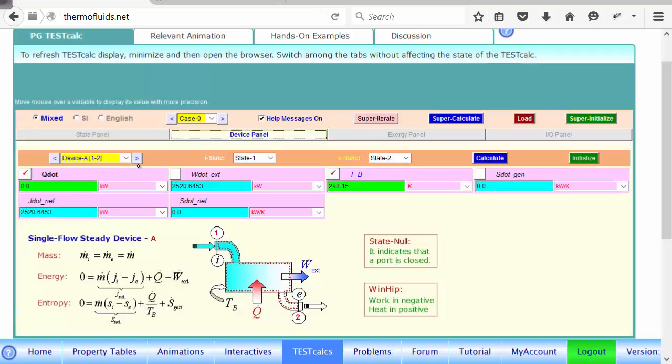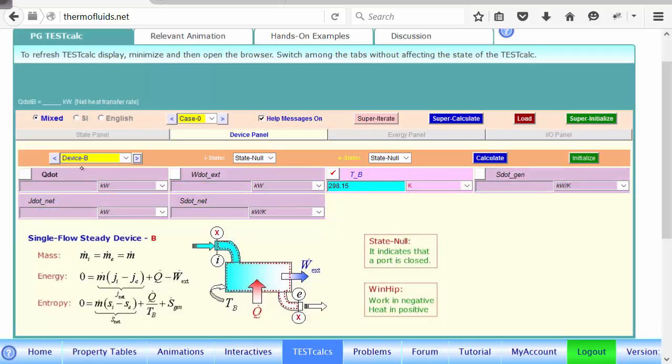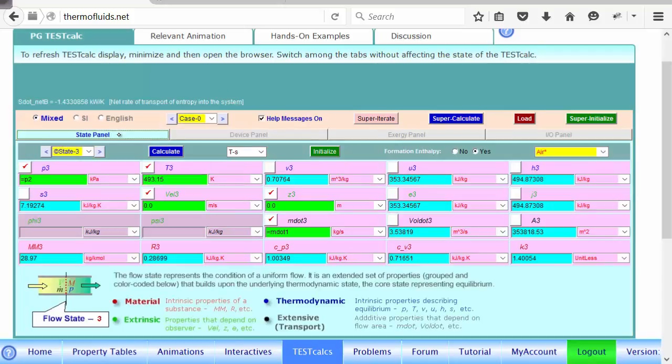Let's go to the device panel, select a different device, device B, select state 1 as the inlet and state 3 as the exit. Again, it's an adiabatic turbine, and oops, we must have made a mistake somewhere. State 1 should be the inlet, sorry. Do I calculate again? So we still have an error. Let's go and check this.